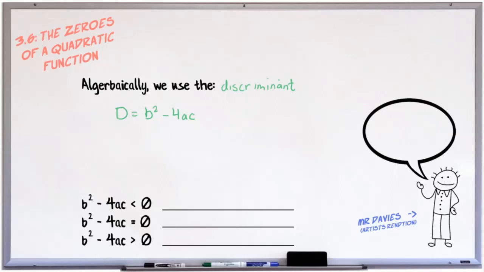Based on the value of the discriminant, that tells us the number of zeros. Okay? When b squared minus 4ac gives us a value less than 0, so a negative number, we know that there are no zeros. If b squared minus 4ac is equal to 0, we know that there is 1 zero. And when b squared minus 4ac is greater than 0, so a positive number, we know there are 2 zeros.